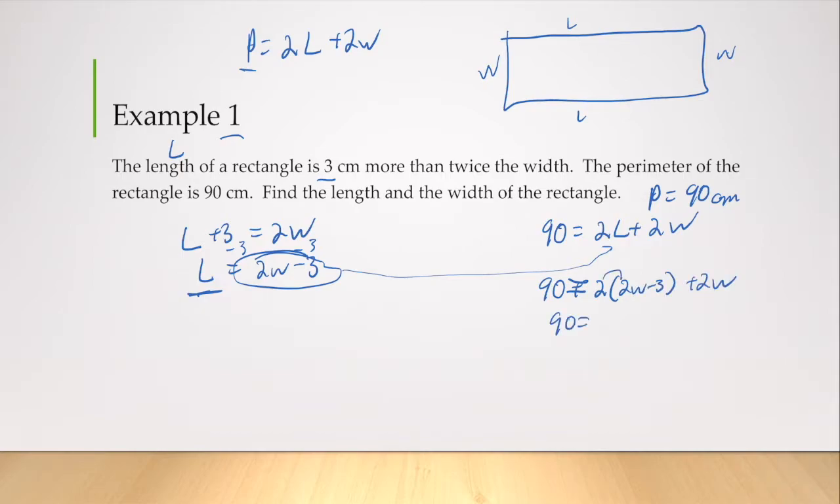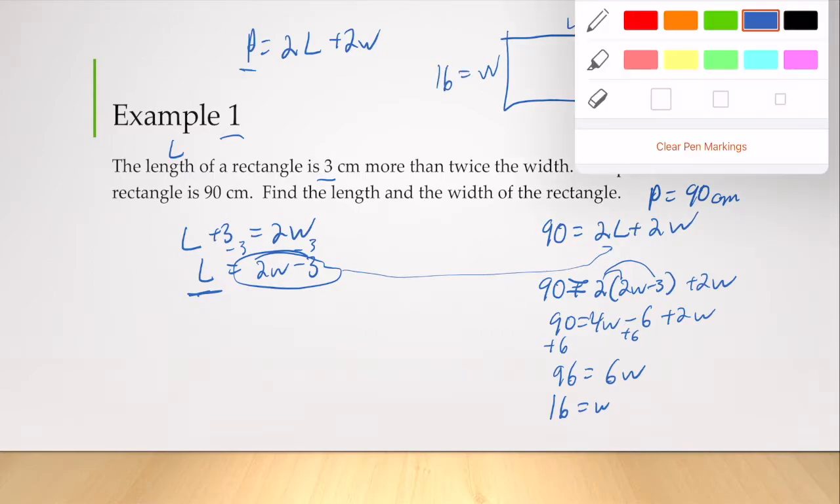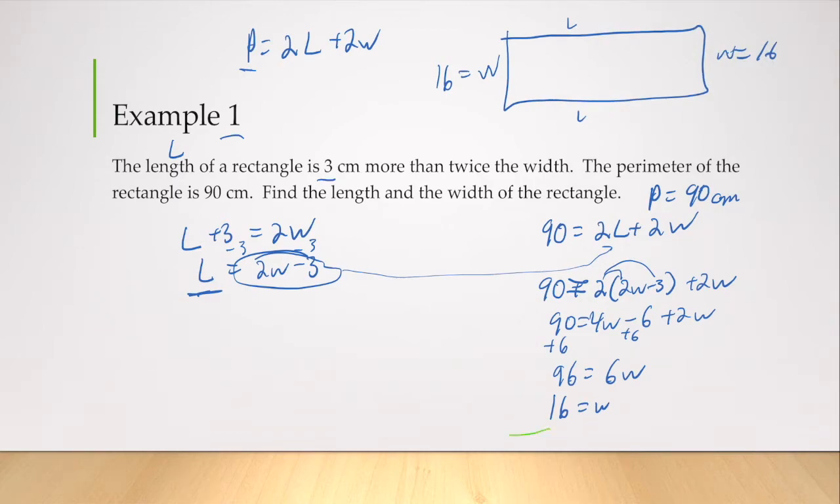So I have 90 equals, remember we got to distribute, 4W minus 6 plus 2W. I add 6 to both sides and combine like terms. 96 equals 6W, so W equals 16. So I just figured out my W equals 16. I can now go back to this equation over here and substitute in to find my length. So length equals 2 times 16 minus 3. That means length equals 32 minus 3, which is 29.